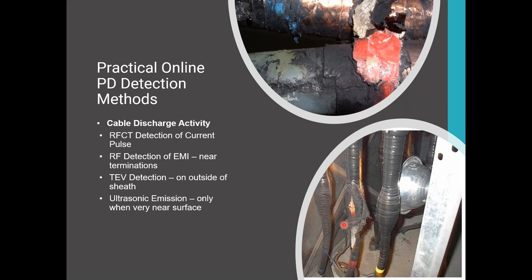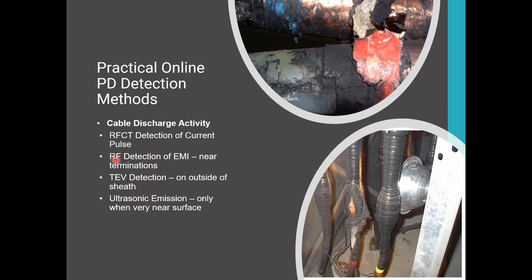RF detection near the terminations. So if near a termination, an RF antenna will pick it up. But if you have a 400-foot-long cable and your PD is in the midspan on that cable, unless you can get the RF antenna near the PD source, it's most likely not going to be able to pick up the RF. So RF is going to be good for identifying cable failures near your termination.